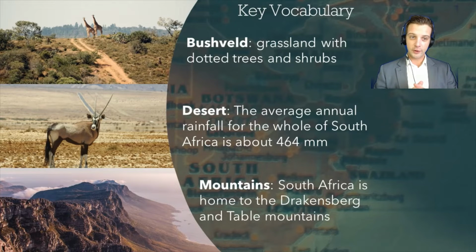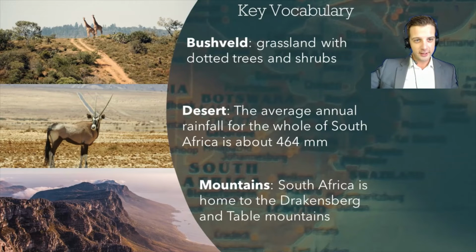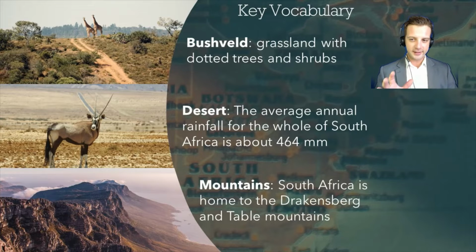Number 2, desert. South Africa does actually have areas of desert, particularly in the northwest of the country, and we can classify South Africa as semi-arid, meaning semi-dry. Arid means dry. The average annual rainfall for the whole of South Africa is about 464 millimeters per year, right?